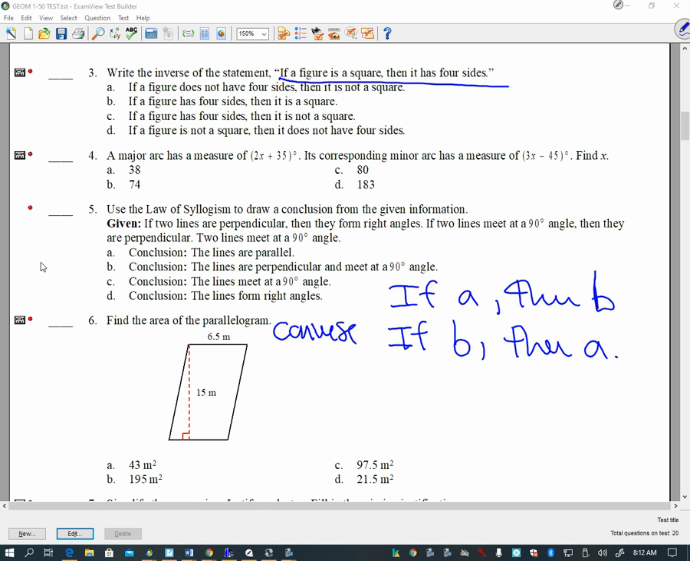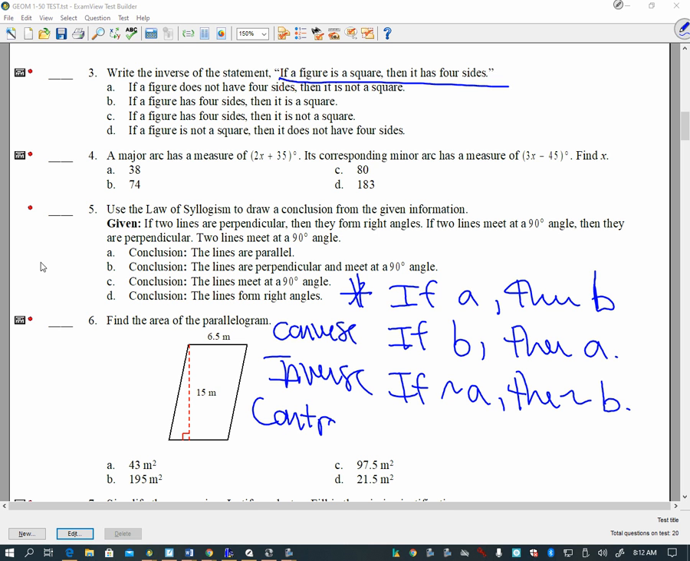Okay? Now, all of these are based upon this. So if I talk about inverse, don't do if not B, then not A, right? We come back up here and we say if not A, then not B. Okay? Contrapositive does both. And it says if not B, then not A. Okay? You need to know the differences between those transformations of statements.